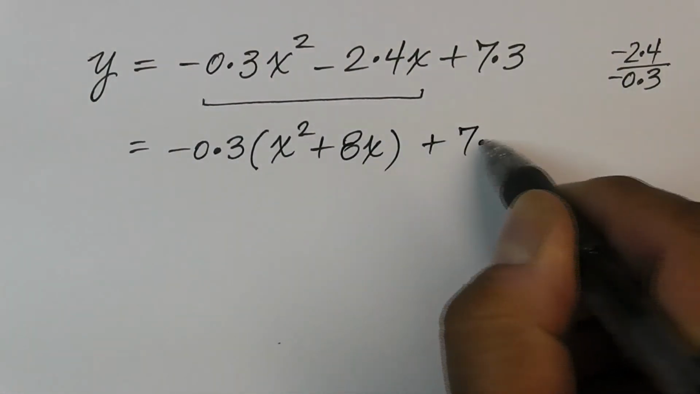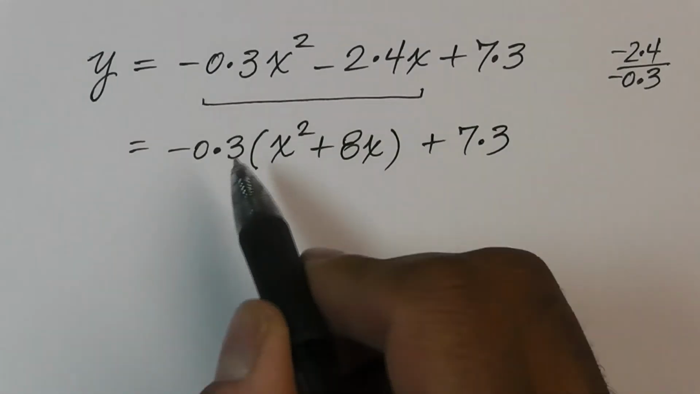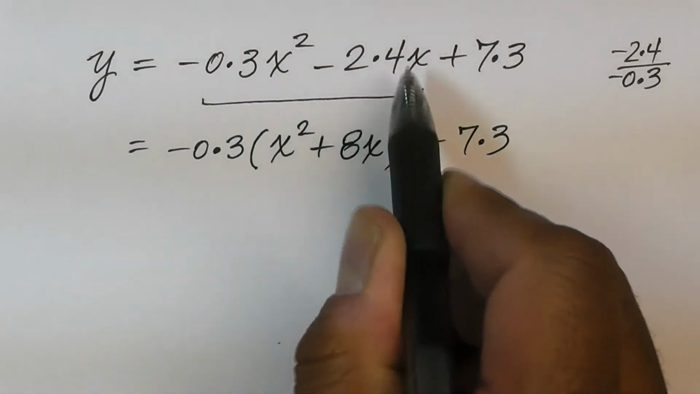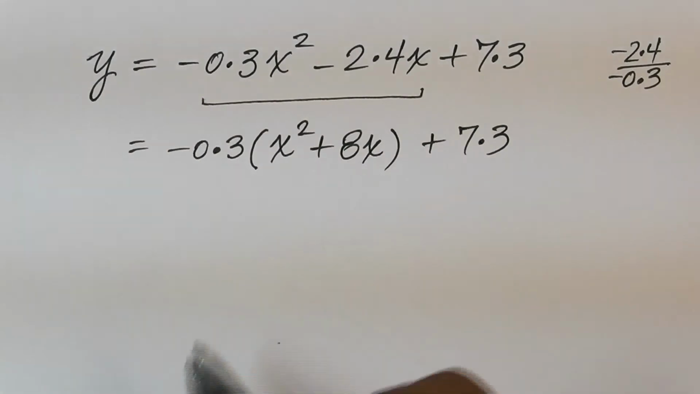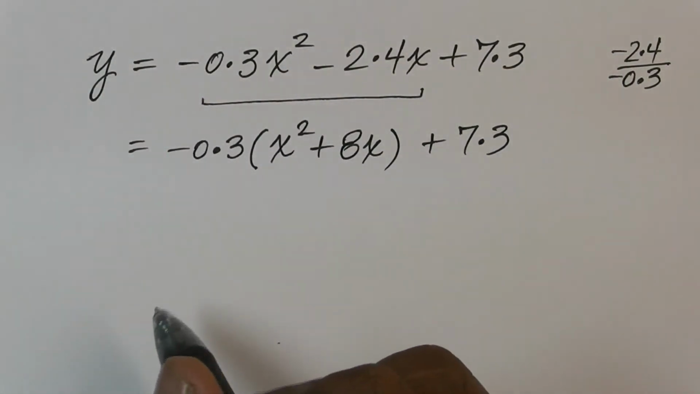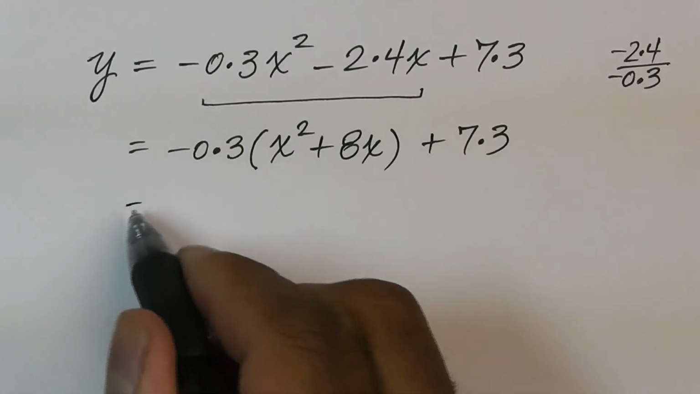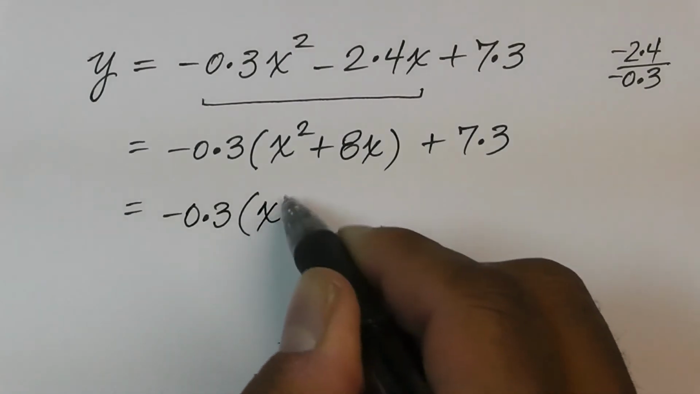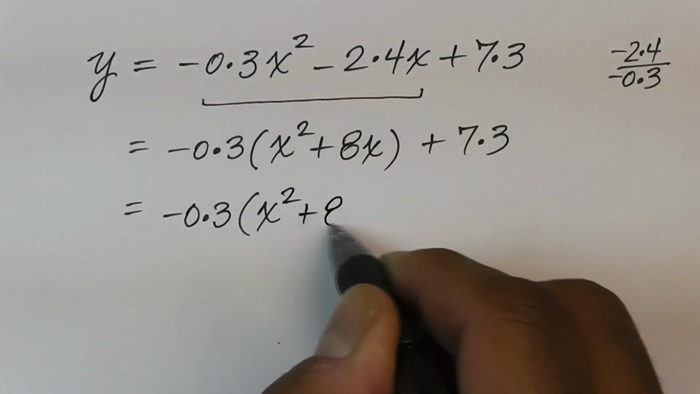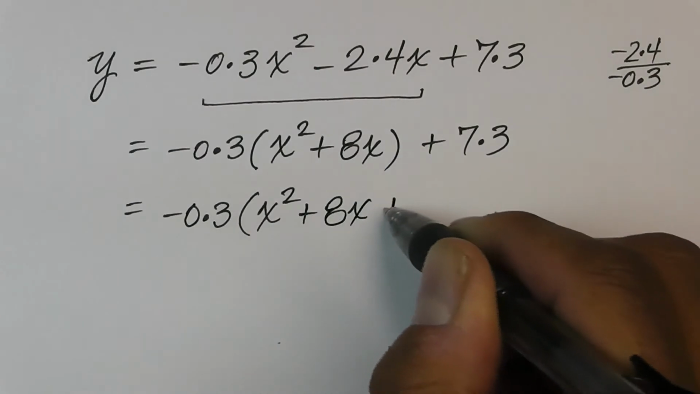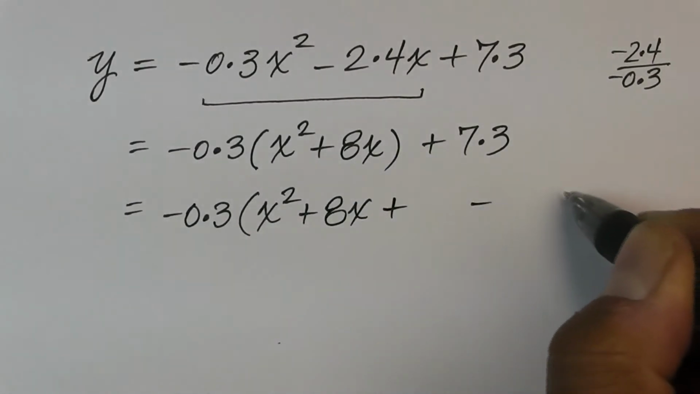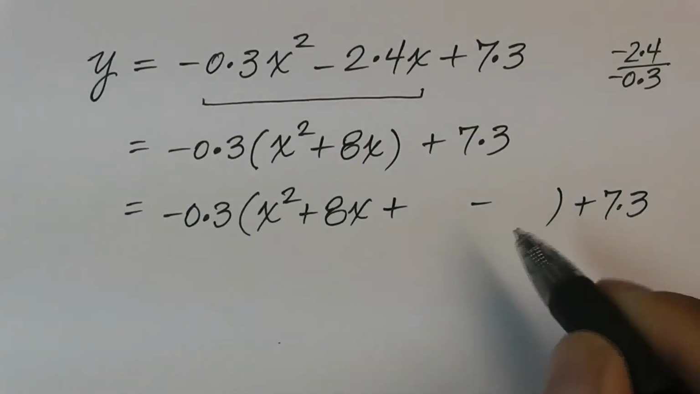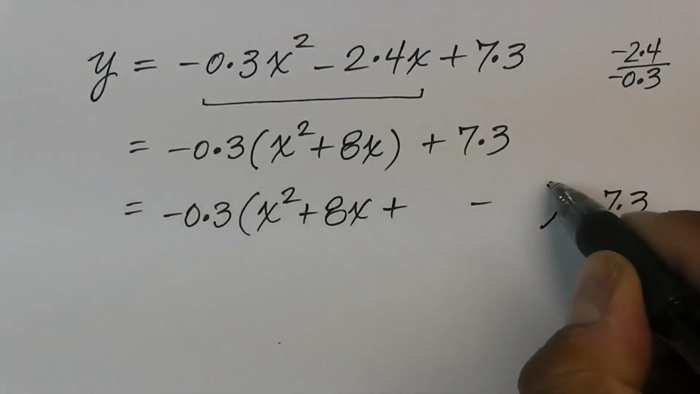Plus 7.3. So what did I do? I factored out the negative 0.3. To get this term, all you have to do is take that and divide it by that. And that's my expression so far. Alright. I've got negative 0.3, brackets, x squared plus 8x, plus, minus. So I've got to add and subtract some number inside these brackets.